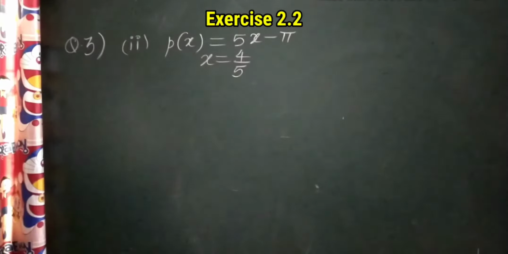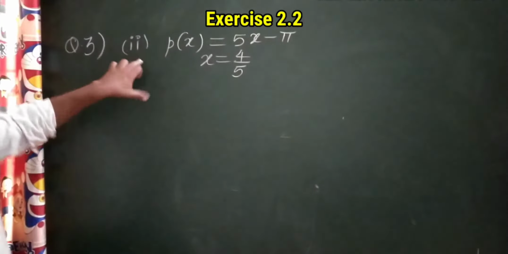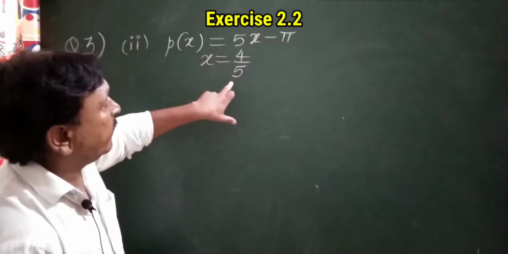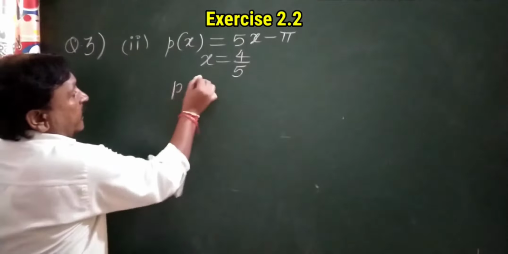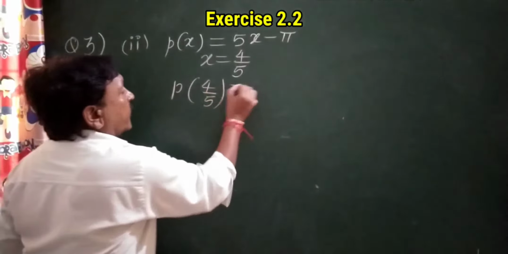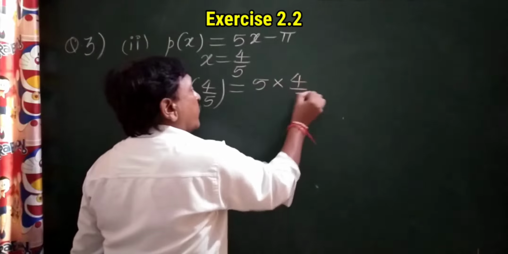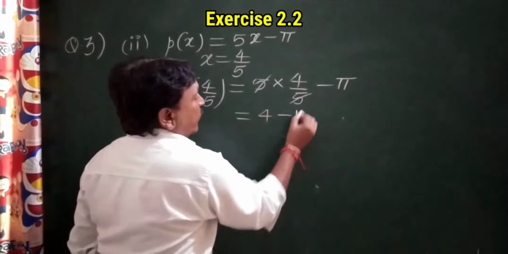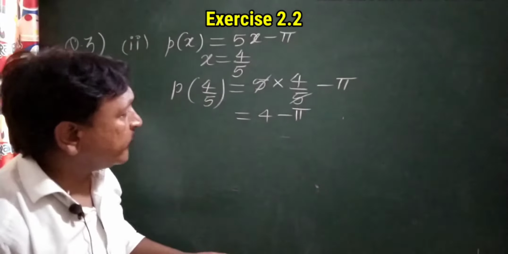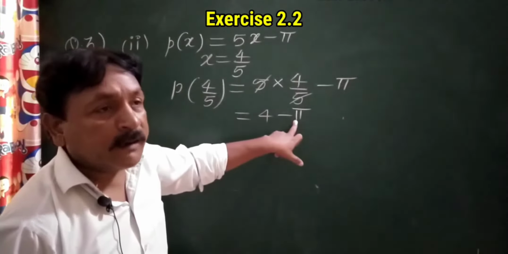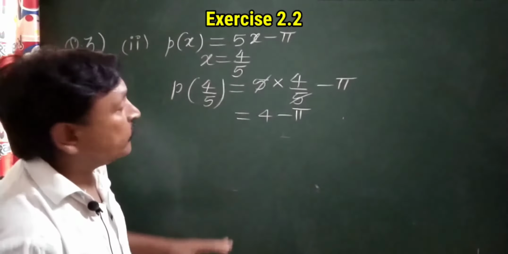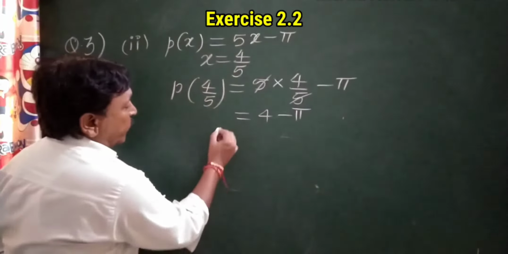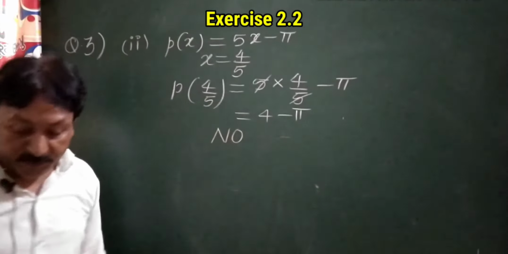Okay students, now come to question 3, second part. Px equals 5x minus pi and the value of x is 4 upon 5. So we have to substitute again. P of 4 upon 5 will be equal to 5 into 4 upon 5 minus pi. 5 is cancelled by 5. So what is left? 4 minus pi. There is no need to substitute the value of pi here because it is not given in the question. And this solution is not equal to 0. It means 4 upon 5 is not the 0 of this given polynomial. So the answer will be no. Okay, see it.